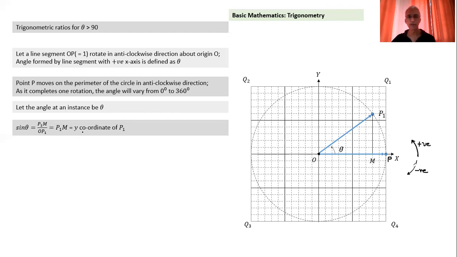And P1M is nothing but the y coordinate. Let's understand, as some of the people may not be comfortable finding coordinates. If this is a point P1, how do we find the coordinates? We drop a perpendicular on the x-axis. The foot of the perpendicular is M. So the x coordinate of this point is the x coordinate of P1. Similarly, if I drop a perpendicular on the y-axis, the y coordinate of the foot of the perpendicular is the y coordinate of P1.